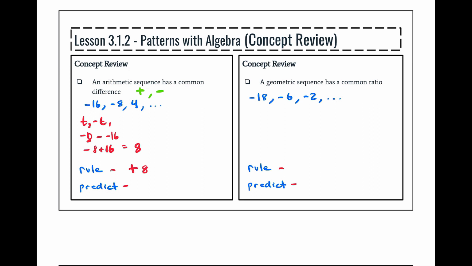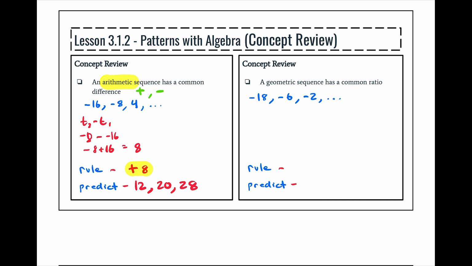Now, we already know it's an arithmetic sequence, and it has a common difference of plus 8, so we now just need to apply that. So we take the last term, which is 4, we're going to add 8. 4 plus 8 is 12, 12 plus 8 is 20, and 20 plus 8 is 28.